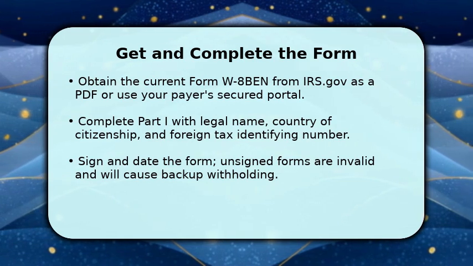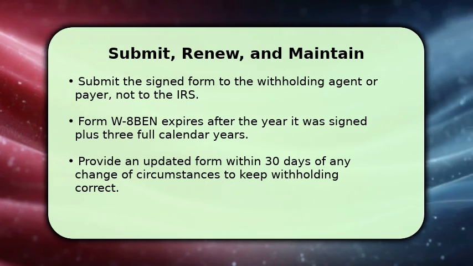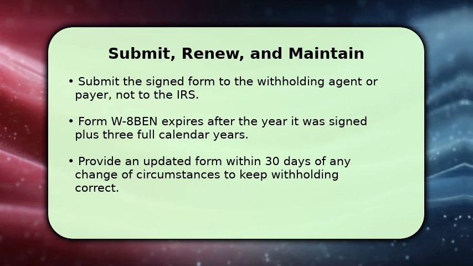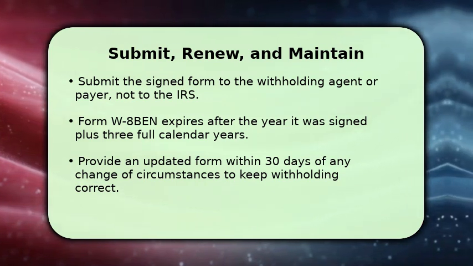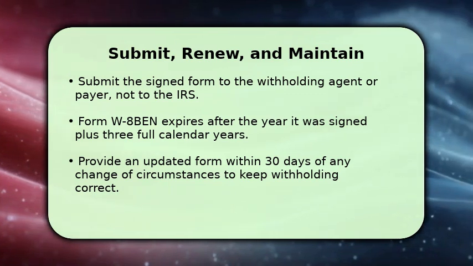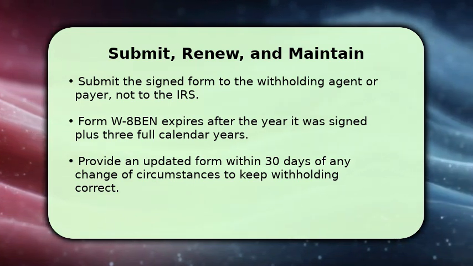Submit the signed form to the withholding agent or payer, not to the IRS, and follow their upload or mailing instructions to avoid payment holds. Form W-8BEN expires after the year it was signed plus 3 full calendar years, so plan to renew proactively to maintain reduced withholding or treaty benefits.